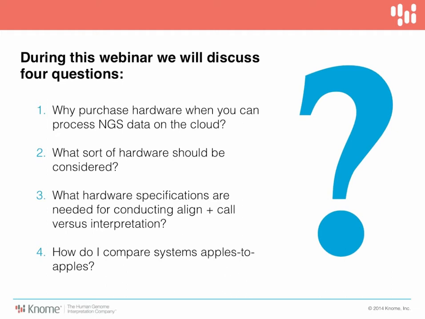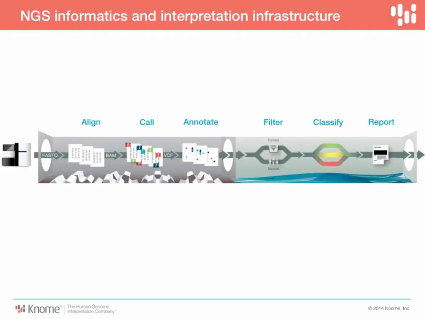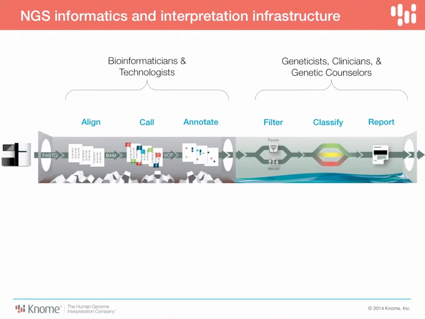Before I jump to the first question, though, I'd like to just remind everyone about what GNOME's NGS informatics workflow looks like, just so you can get a sense of a workflow, one that we use. And we have this workflow as shown on the screen here, which starts from aligning and calling and goes all the way to reporting. And as you could imagine, the left-hand 3 items, align, call, and annotate, are what we call upstream. And then there's downstream for filter, classifying, and reporting.